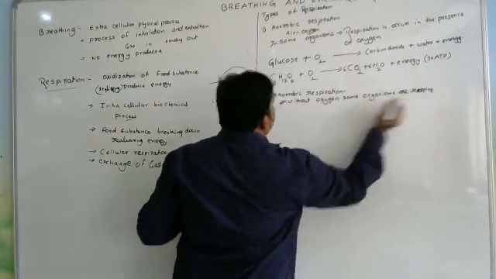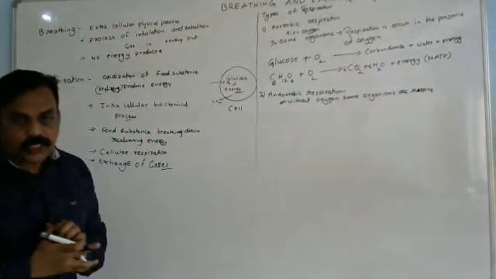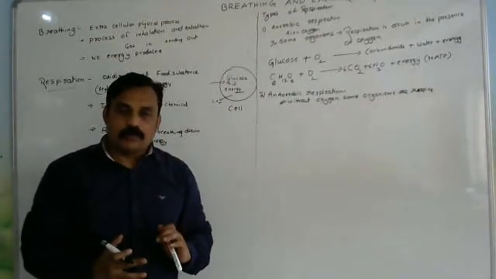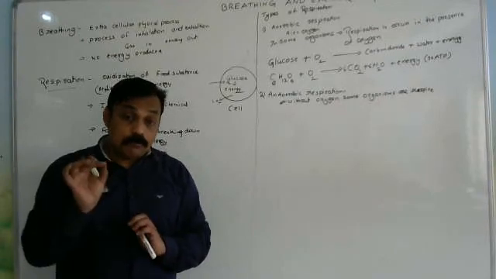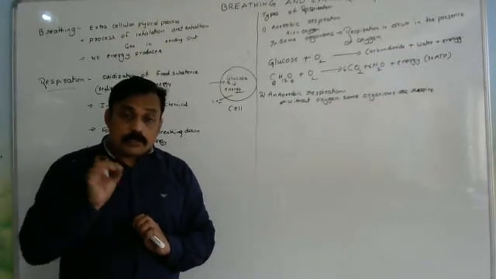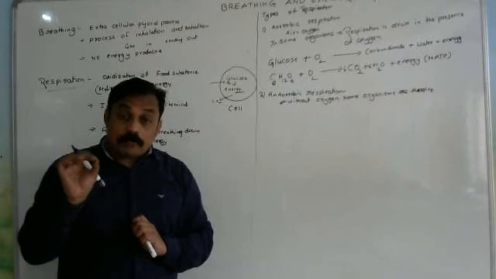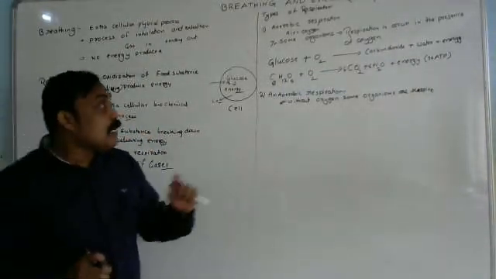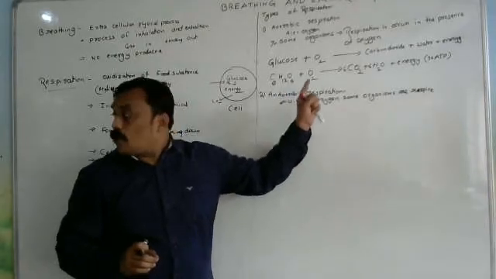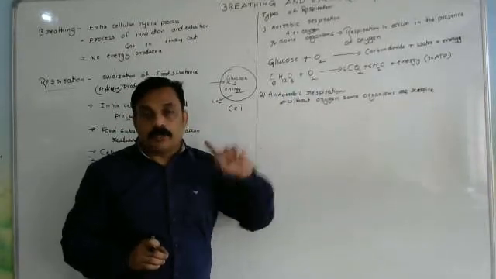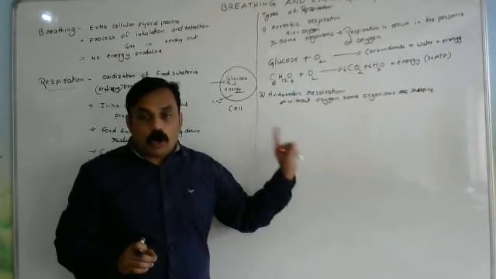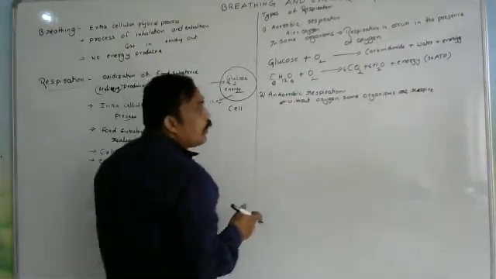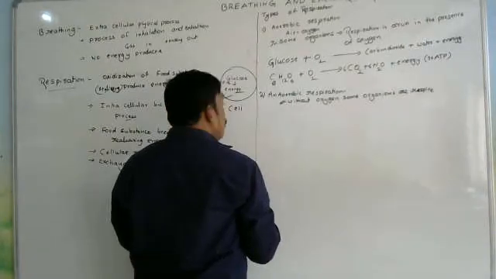This is what we call anaerobic respiration. Here there is no oxygen. Some microscopic, small organisms, some types of bacteria, respire without oxygen. They do not need oxygen. That type of organism we can call anaerobic respiratory organisms.